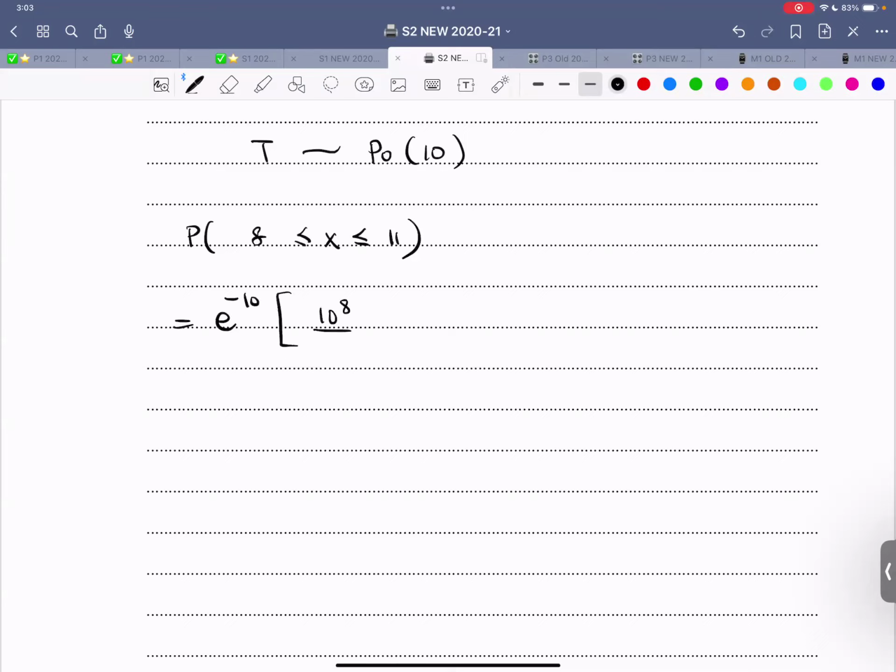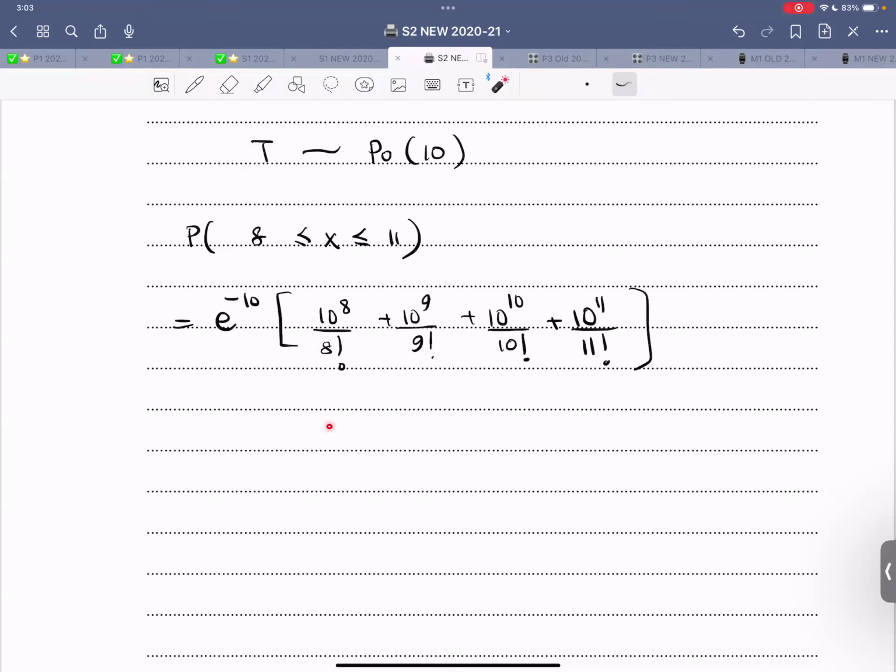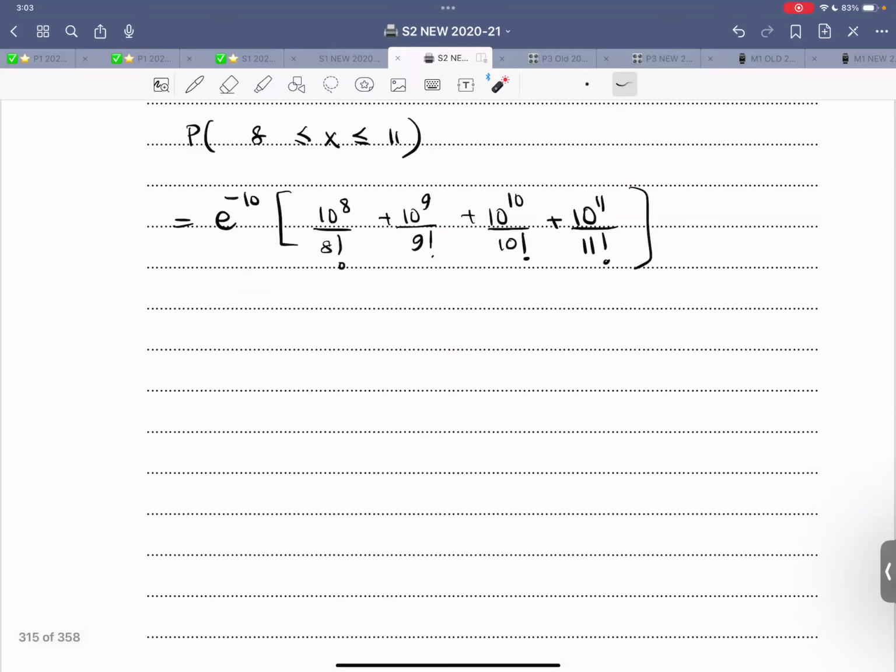10 raised to power of 8 over 8 factorial, 10 raised to power of 9 over 9 factorial, 10 raised to power of 10 over 10 factorial, 10 raised to power of 11 over 11 factorial. Just double check if everything is correct. e raised to power of minus lambda, lambda raised to power of x over x factorial for 8, 9, 10, and 11. Double check, all good, all clear.